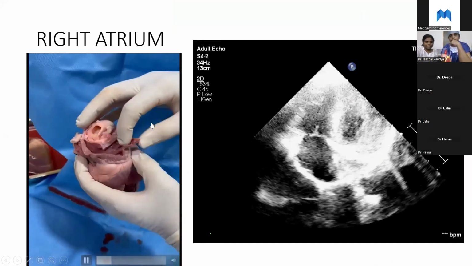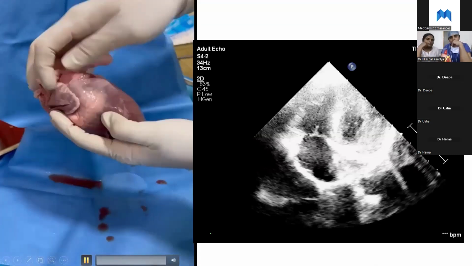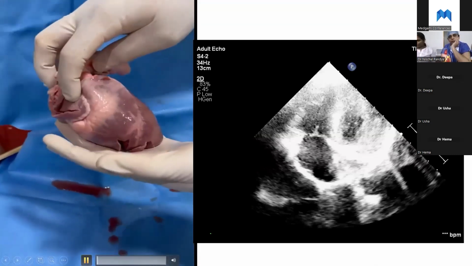1 second. Very clearly, the right atrium. Are you able to hear this?